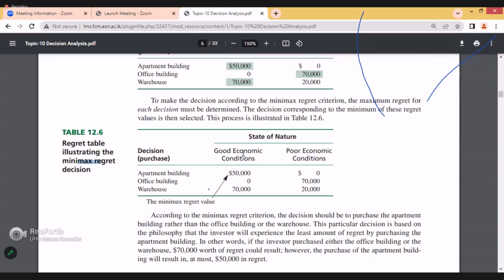According to the good economic conditions, state of nature, the minimum is 50,000. According to the poor economic conditions, the minimum is 20. That is what this min indicates. Out of these two mins, we have to consider the max. So as per the state of nature, one min is 50, one min is 20. Out of these two mins, we have to consider the max. That's why apartment building is going. That's how the decision we have to make.